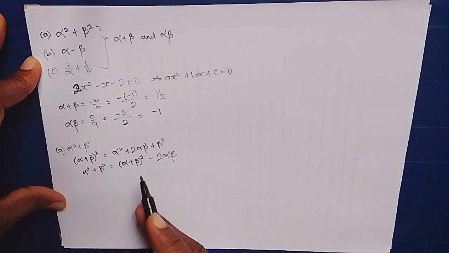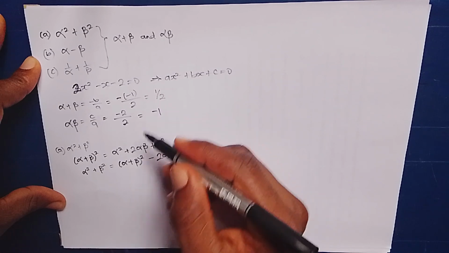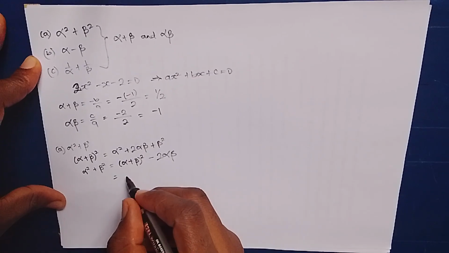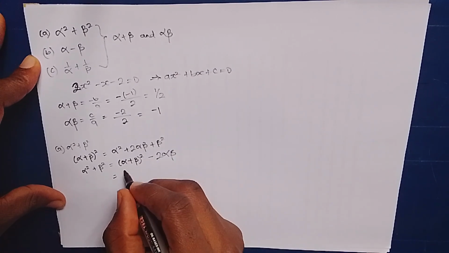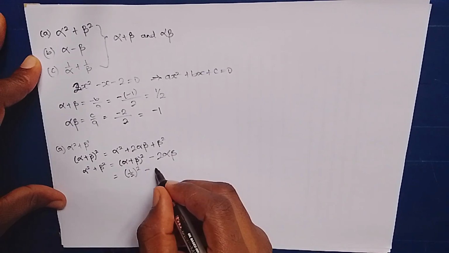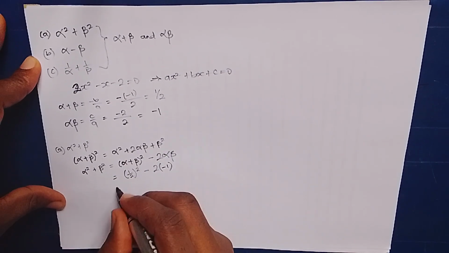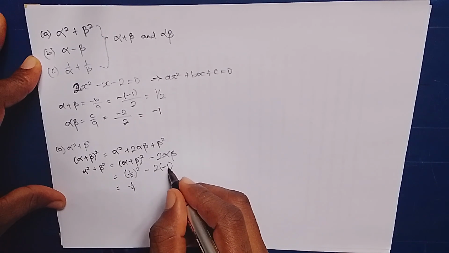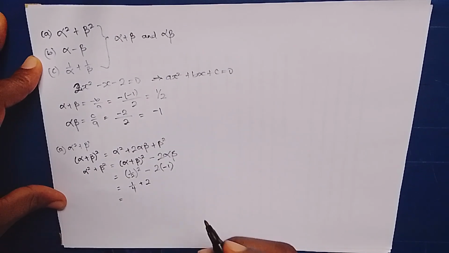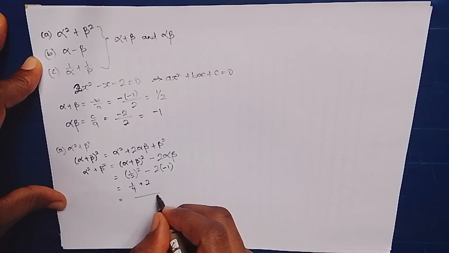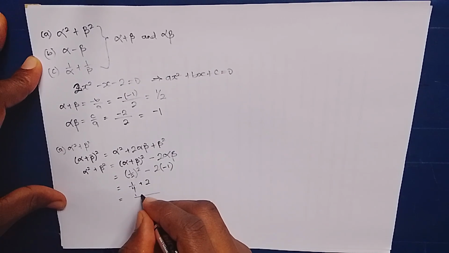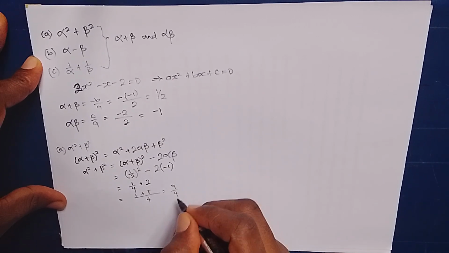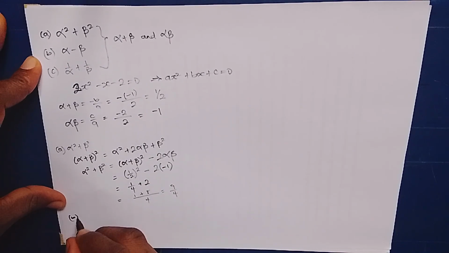So now what do we do? We simply substitute the values of alpha plus beta and the value of alpha beta. So our alpha squared plus beta squared is now equal to, what's our value there? We have 1 over 2 squared minus 2. What's our value here? Minus 1. So this is equal to 1 over 4 minus, okay, this becomes plus 2. So this will give us 1 plus 8 over 4, which gives us 9 over 4. So that's that.